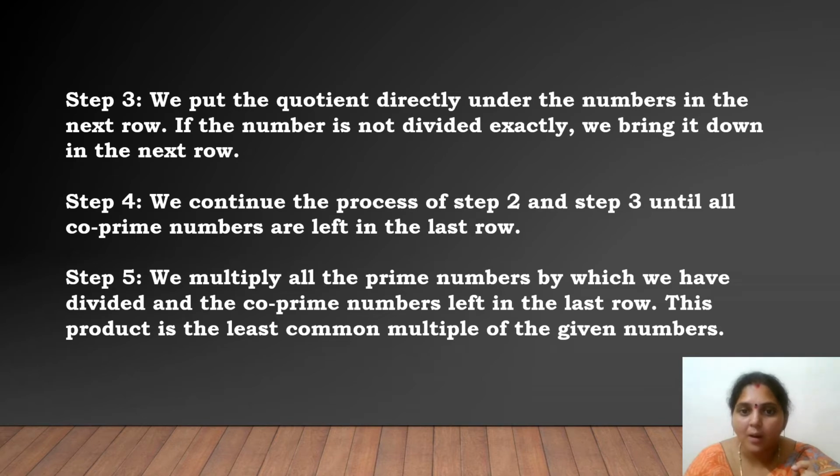We multiply all the prime numbers by which we have divided, along with the co-prime numbers left in the last row. This product is the least common multiple of the given numbers. As I have explained before how to do the division, we will be seeing one example regarding this, how we have to identify our LCM by doing the division method. Let's go for our example.